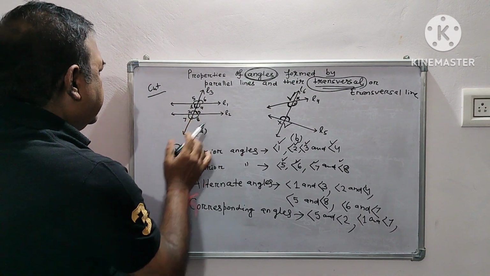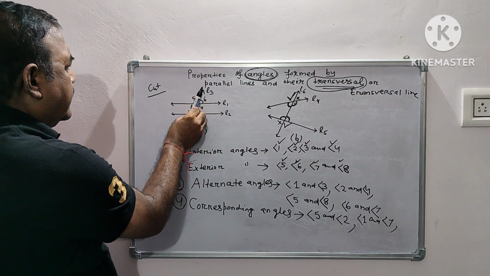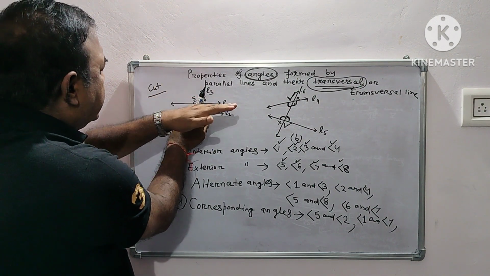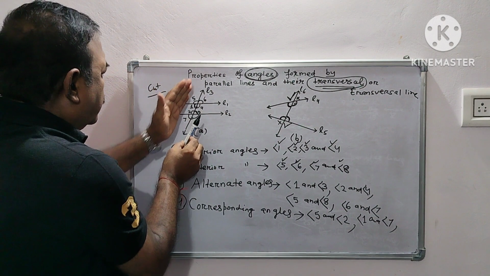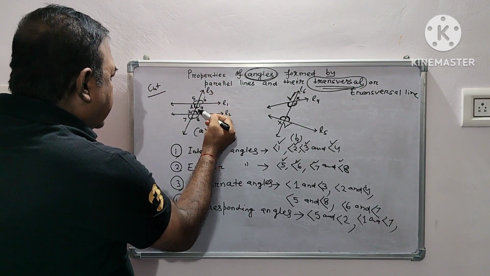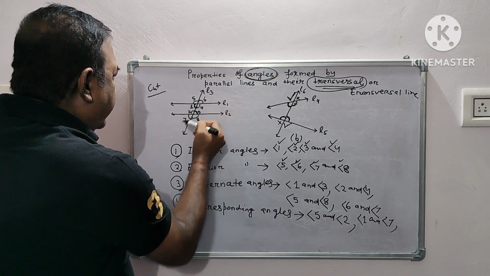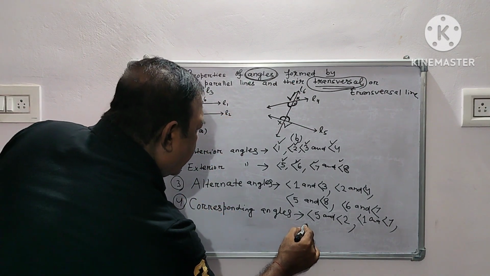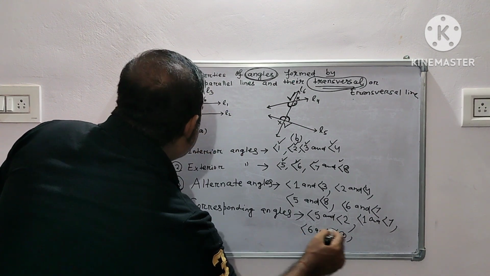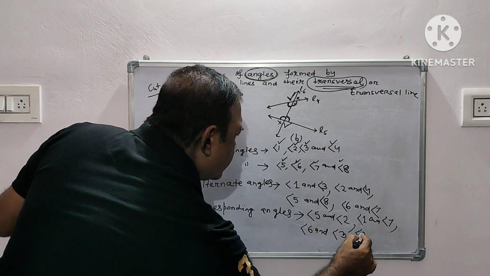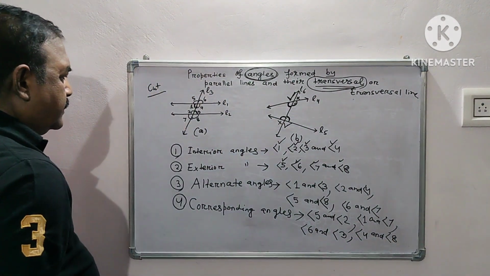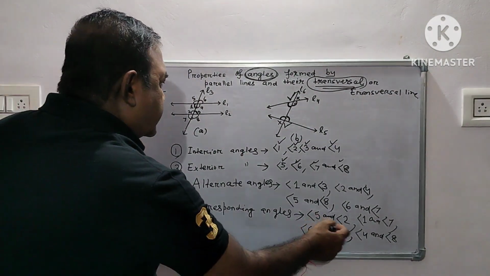Come to this side. This is the transversal. It has both the sides. This is one side, this is the other side, opposite side. In one side we got two pairs. In the other side we will get two pairs. Angle 6 and angle 3, angle 4 and angle 8. So these are the pairs of corresponding angles.